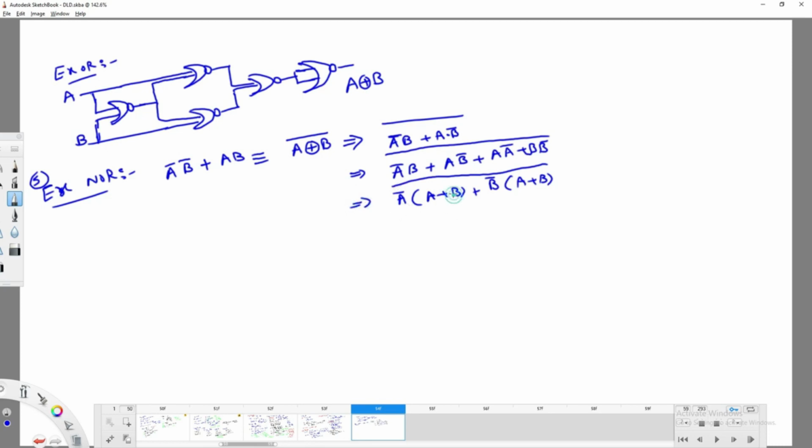Now what I will do, instead of writing like this, I will try to modify it into product of sums. This complement should be the same, and I will try to make it a double complement. When I make it a double complement, you are going to get a bar into a plus b, plus b bar into a plus b. Okay, fine.